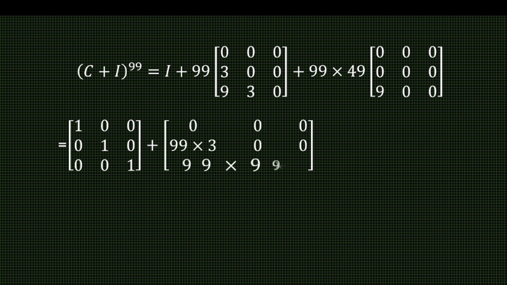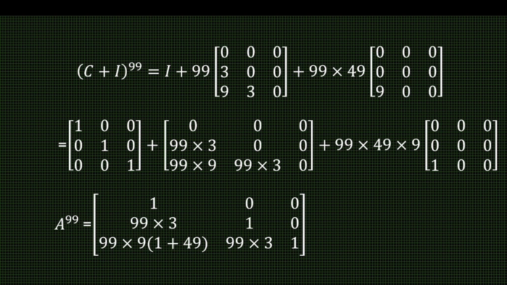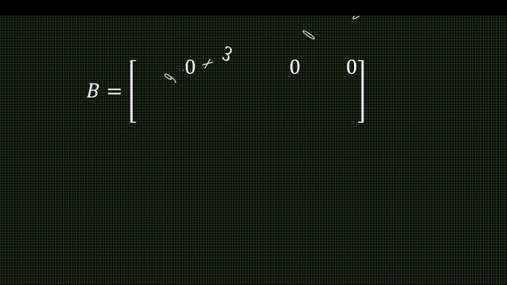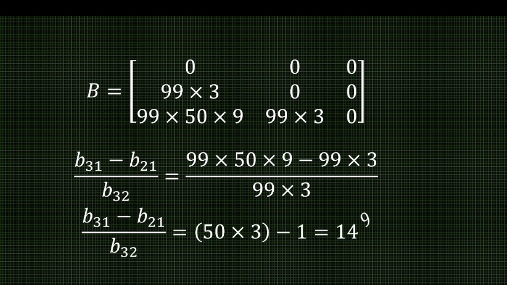Now A to the power 99 is equal to the identity matrix plus 99 into this C matrix plus 99 into 49 into this C square matrix. On adding the identity, C, and C square, we get this matrix, which is A to the power 99. Now B is equal to A to the power 99 minus I. So if we subtract the identity matrix, we have this B matrix and we can see the entries: B21 is 99 into 3, B31 is 99 into 49 into 9, and B32 is 99 into 3.